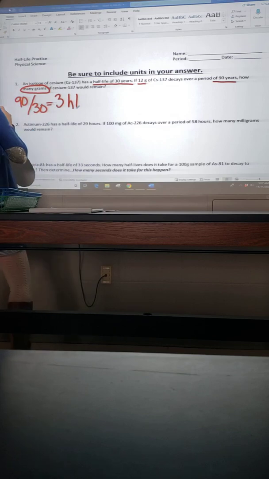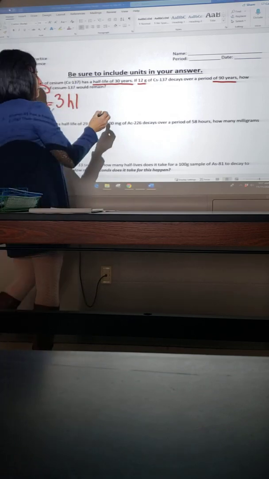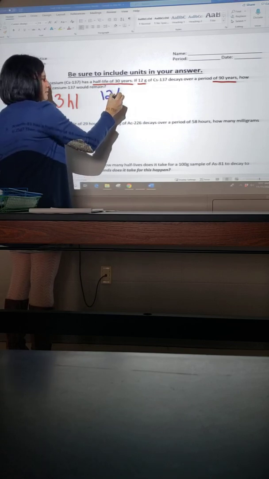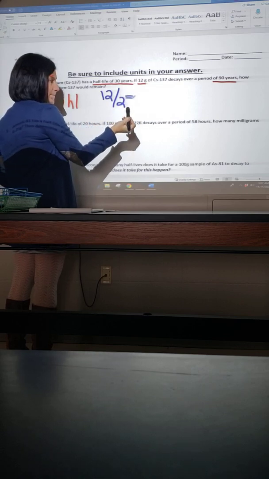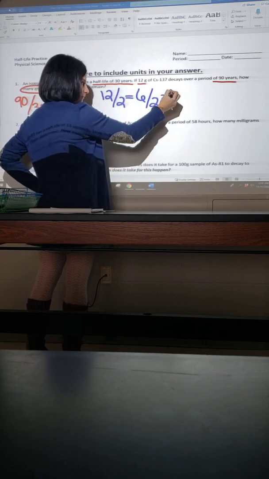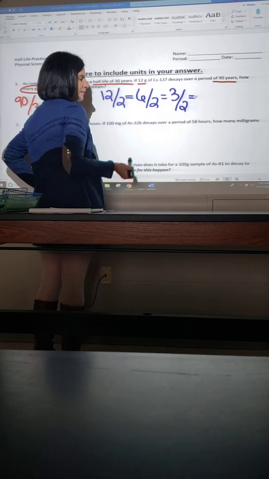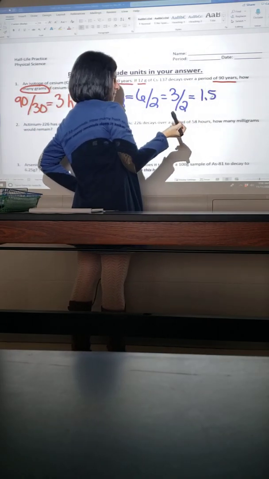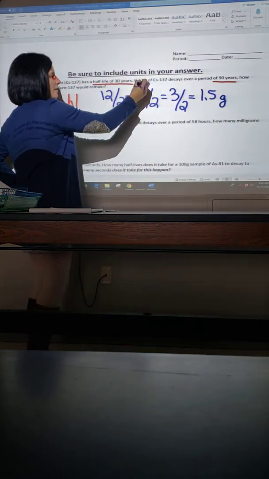So again, this is kind of part 2. I'm going to switch colors just to keep it visually different for you. So I have 12 grams that I'm going to divide in half once. And what do we get? And then I'm going to divide it in half again to get what? 3. And divide it in half one more time to get my final answer of 1.5. And here's where I have to make sure I include my units, and it's the gram. I know that from up there.